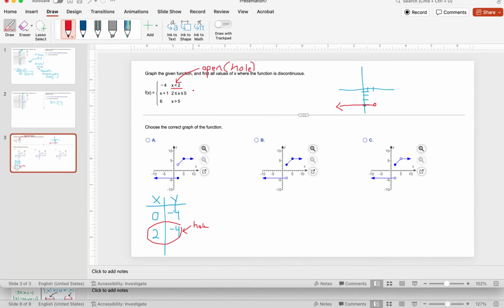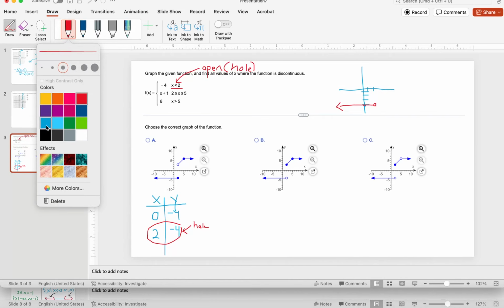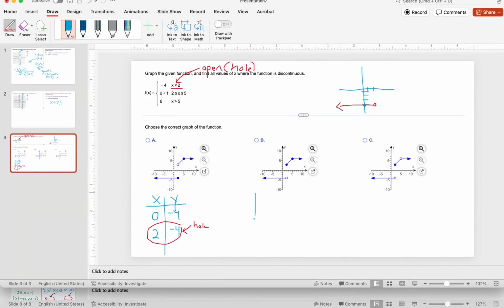All right. That's the first piece. How many pieces do I have? 3. So we're going to do the next one now, the one that's valid from 2 to 5.